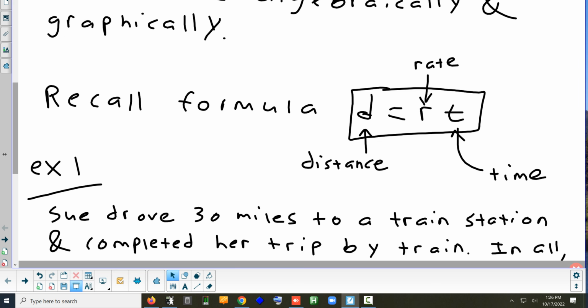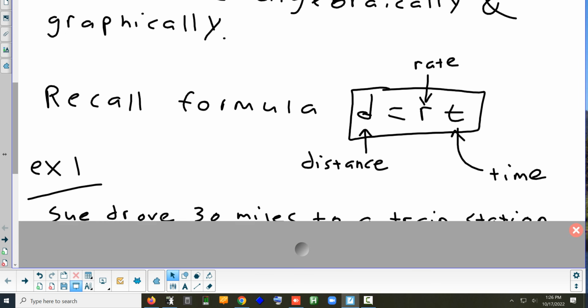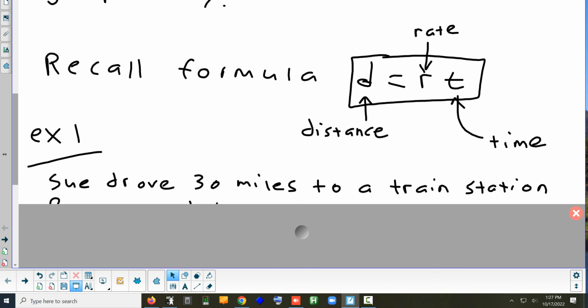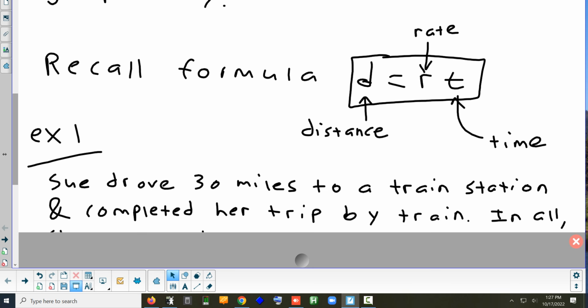Just to set up the problem before you see it, this problem is about Sue. She's going to be taking a trip, and she's going to use a car and a train to get where she's going. She's going to drive to a train station, then she's going to get on the train, and the train will take her the rest of the way. To get to the train station, it is 30 miles. So that's the distance that she drives in the car. From there, she gets on the train and finishes her trip.